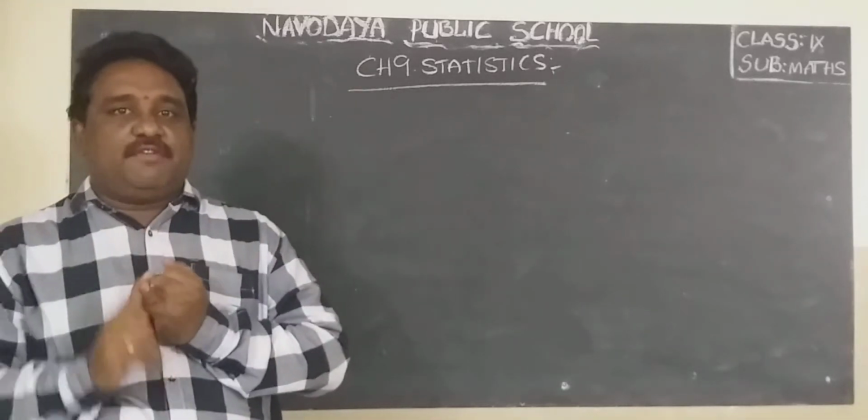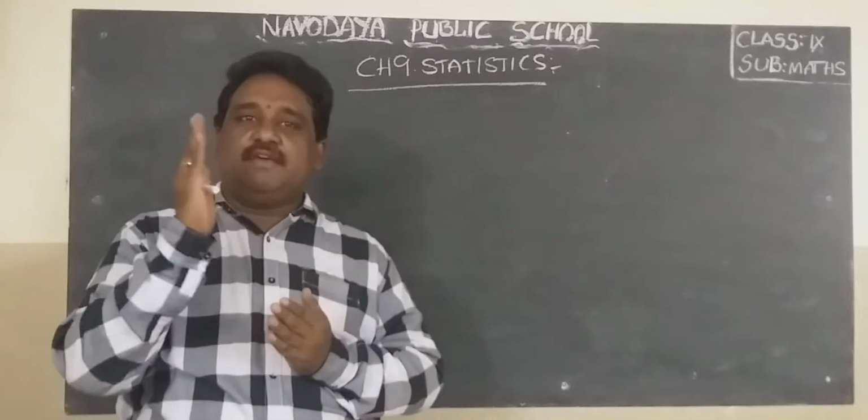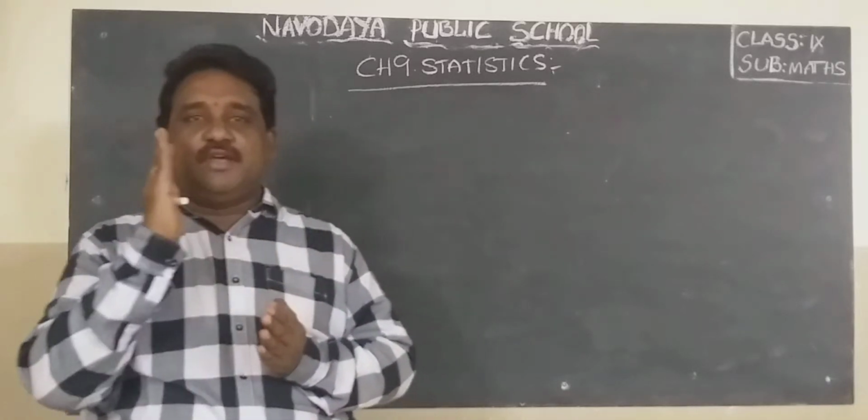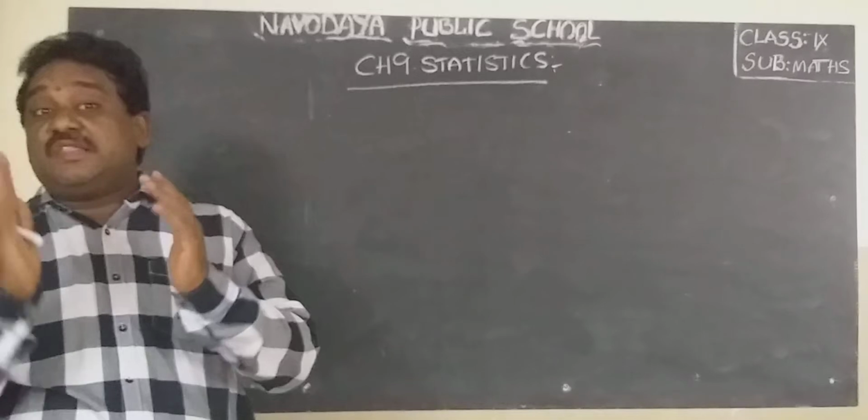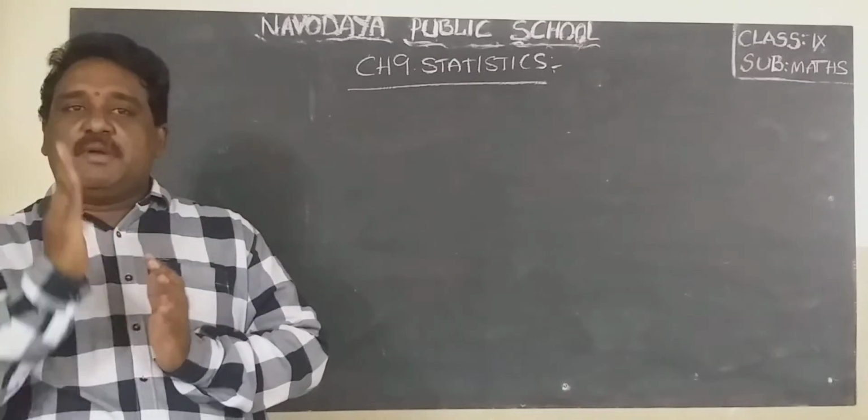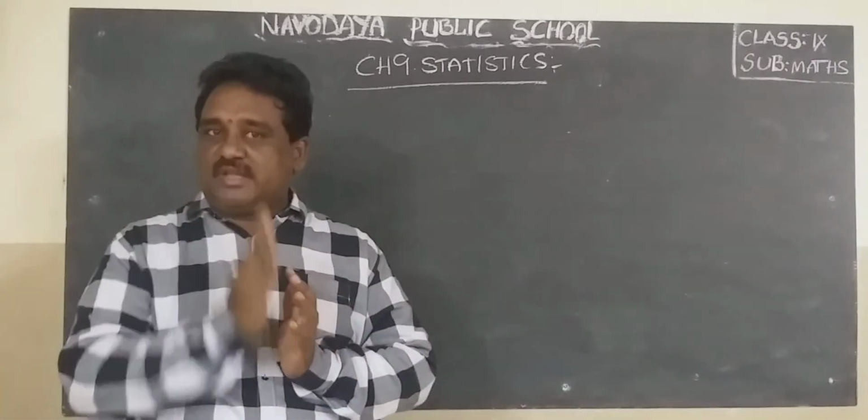Class. Definition of class: data is divided into a number of groups. Each and every group is known as a class. Classes are of two types: number one, inclusive classes; number two, exclusive classes.